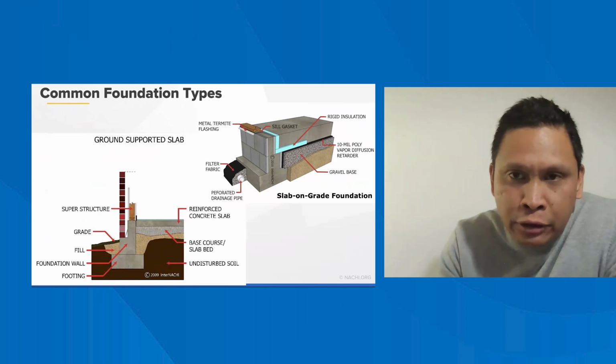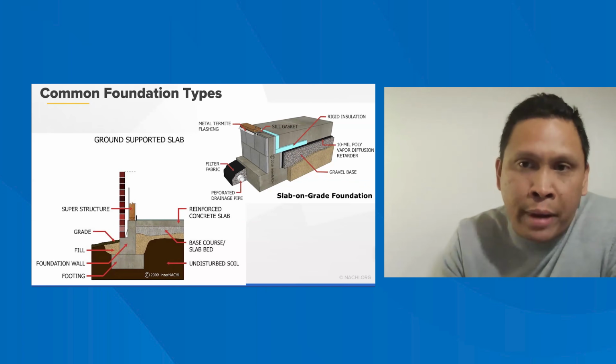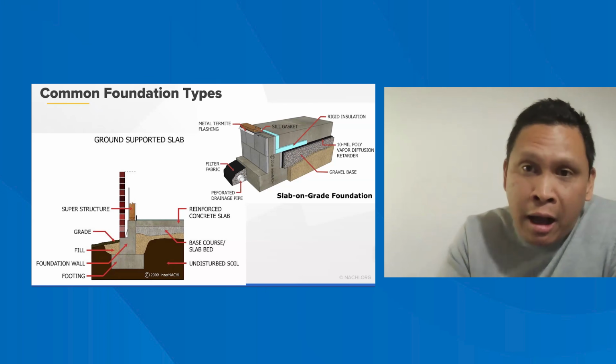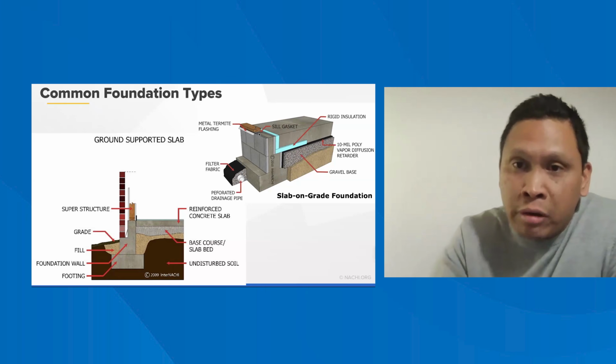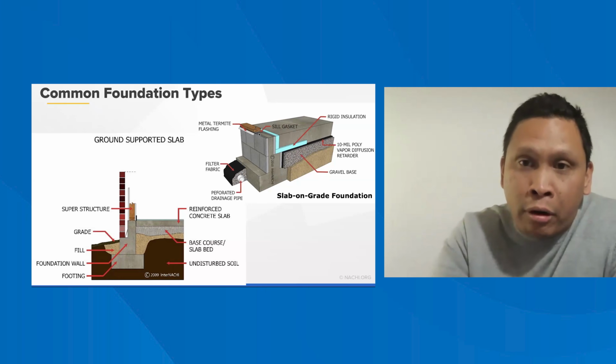And then if you go to the top right diagram there, you'll see a couple things I think are pretty neat to note. So one, you'll see text here that says sill gasket. So what is that sill gasket all about? That sill gasket is sandwiched in between, in this particular diagram, a CMU, a concrete masonry unit, right? And the bottom part of the wall.